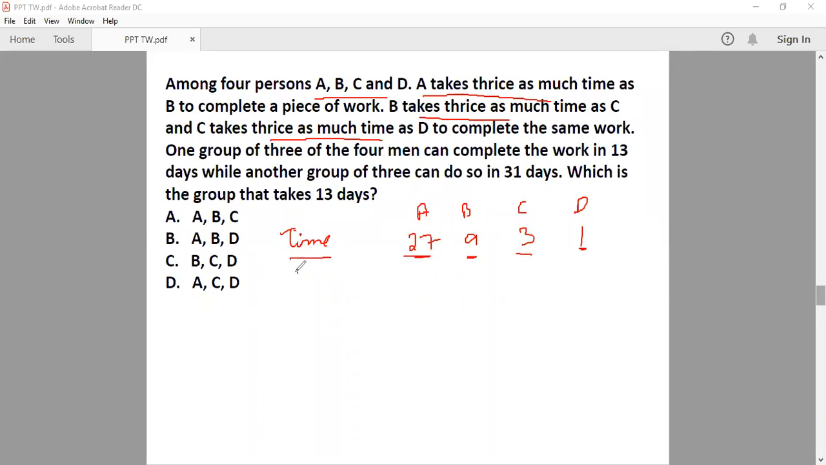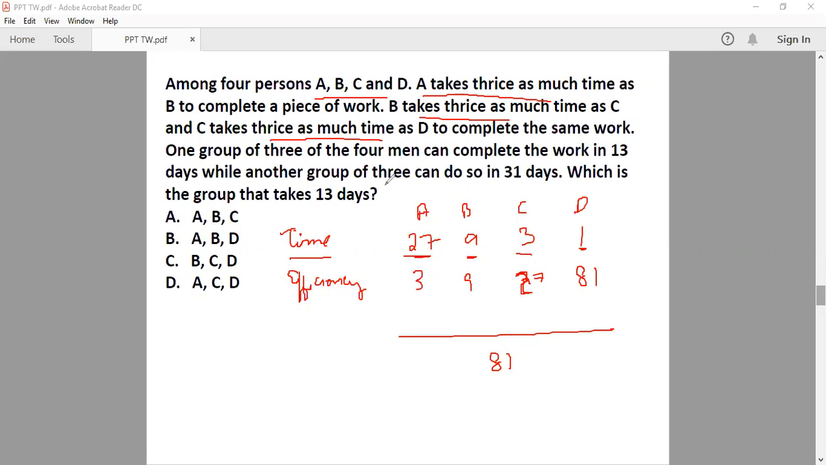Since this is the ratio of time taken, what is efficiency? I told you that efficiency is perfectly inverse of the time taken. Or I can say, if I assume the LCM to be 81, let's say, so it works 3 units per hour, 9, 27 and 81. Okay, this is given to me.